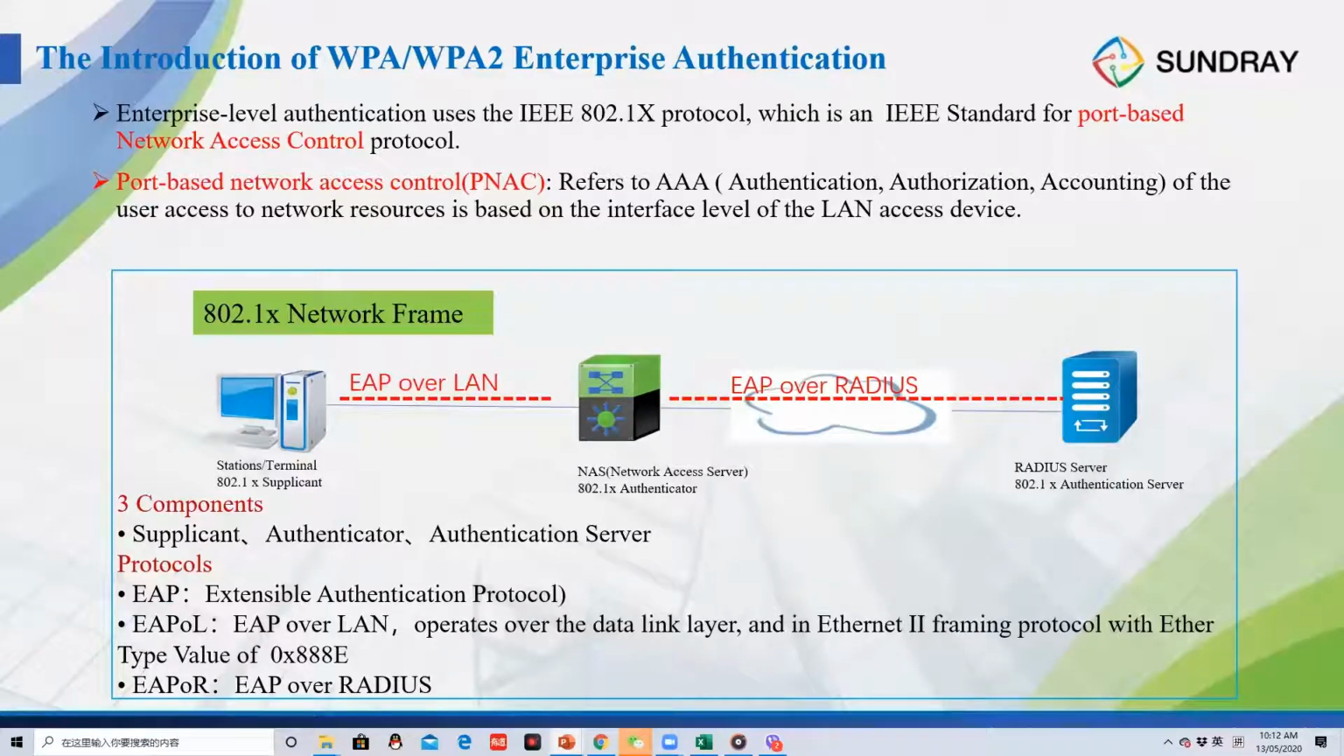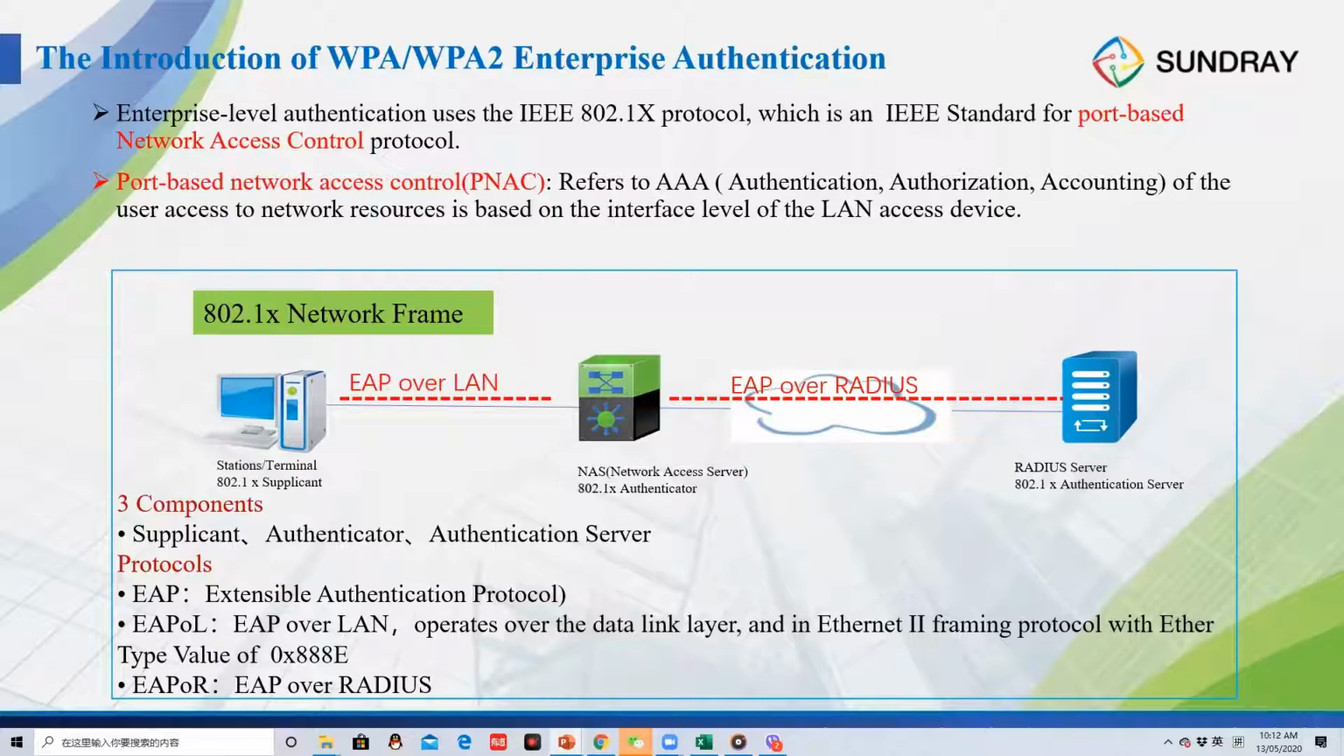This doesn't make a big difference because in this controller and AP combination, the authentication is done by the controller or by the AP. This is the teamwork of the controller and the AP. We call it the NAS, or in these components, the authenticator. And then there is the RADIUS server, which is the 802.1x authentication server.